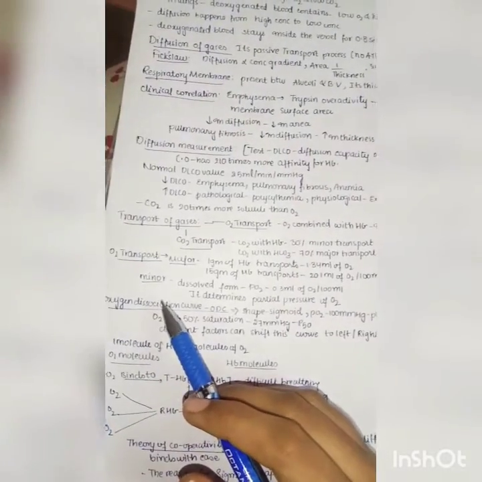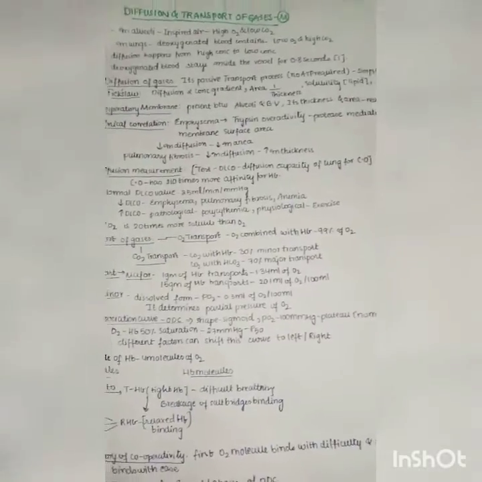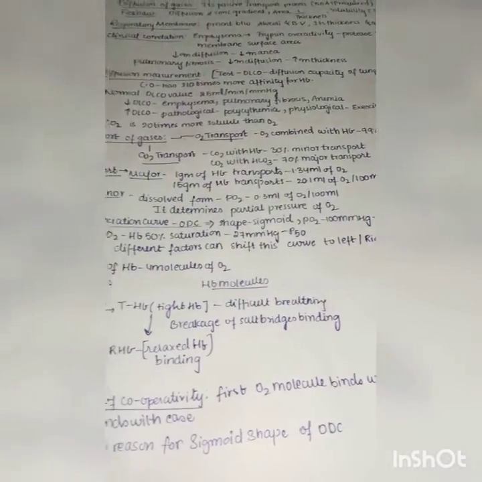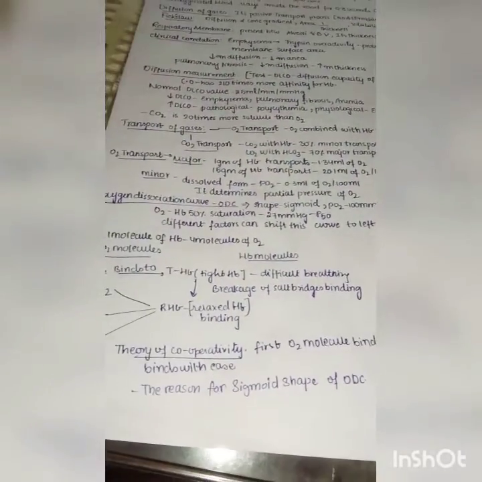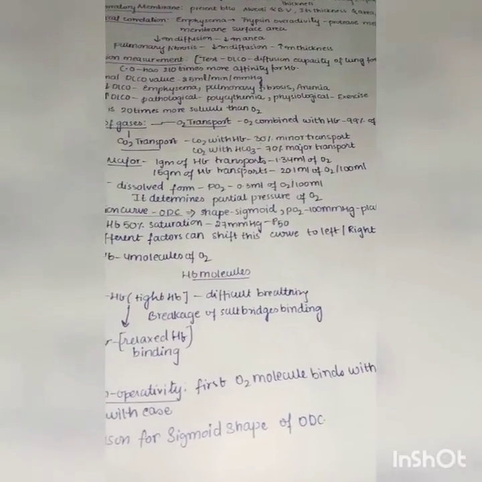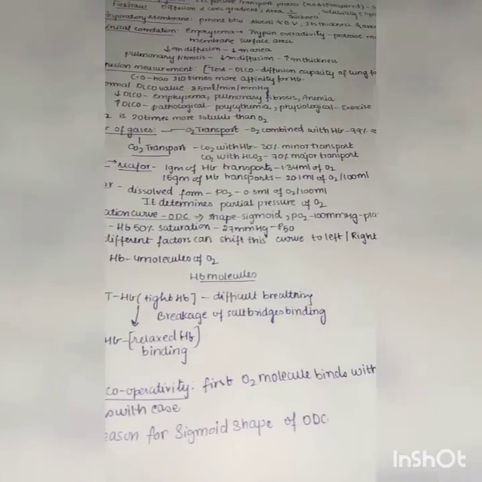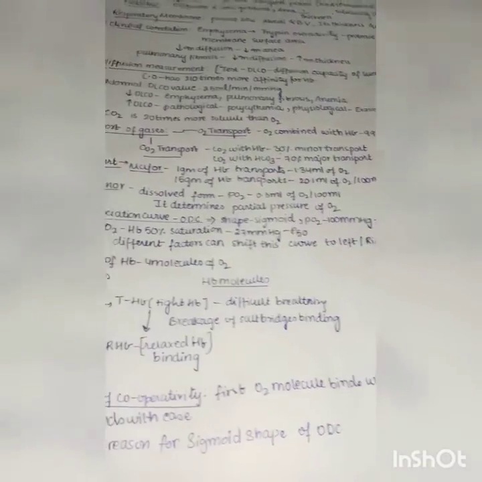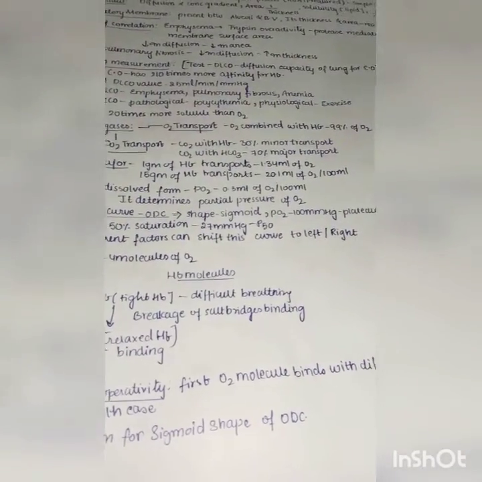And the minor transport of oxygen is done in dissolved form, that is PO2, partial pressure of oxygen. The dissolved oxygen is 0.3 milliliter of oxygen per 100 ml, and it determines the partial pressure of oxygen. So remember, in dissolved form it's 0.3, whereas in the major form it's 1.34. For 15 grams it's 20.1 milliliter of oxygen per 100 ml.